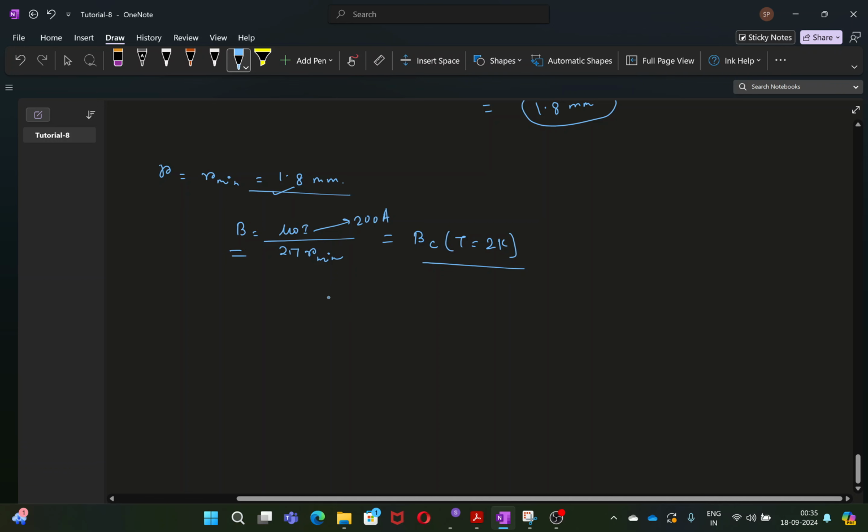That means after this field, the tin material will not remain superconducting anymore, but it will become a normal conductor, and it will have a dissipation when there is a current flow through the superconductor.